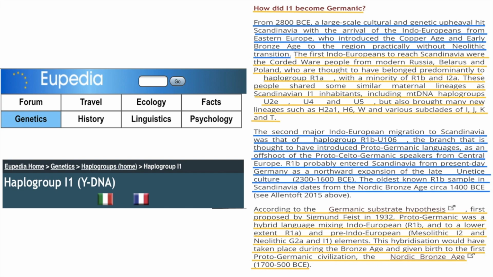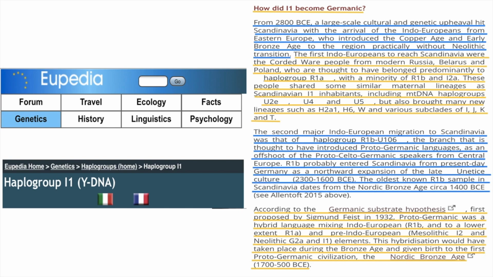These people shared some similar mitochondrial lineages with the Scandinavian I1 inhabitants, including mitochondrial DNA U2, U2e, U4, and U5, but also brought many new lineages such as H2a1, H6, and various subclades of I, J, K, and T.